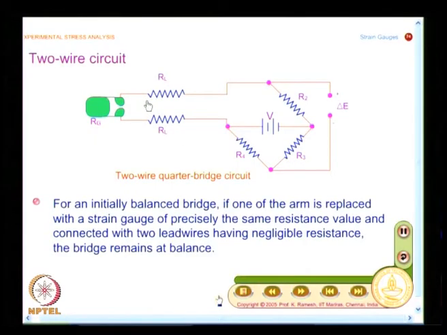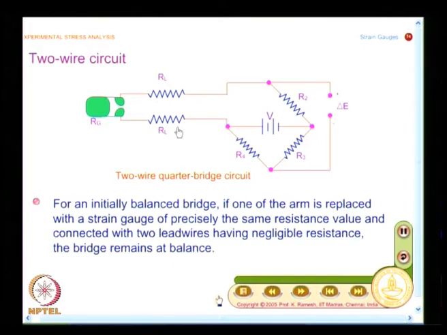What is the influence of the lead wire? See, the lead wire is not a superconducting material, it has some resistance. If the resistance is low, what you find? For an initially balanced bridge, if one of the arms is replaced with a strain gauge of precisely the same resistance, we have already seen the reason for it. If I want to have high bridge sensitivity, each of the resistances connected in each of the arms should have the same value. When you connect with two lead wires having negligible resistance, the bridge remains at balance.